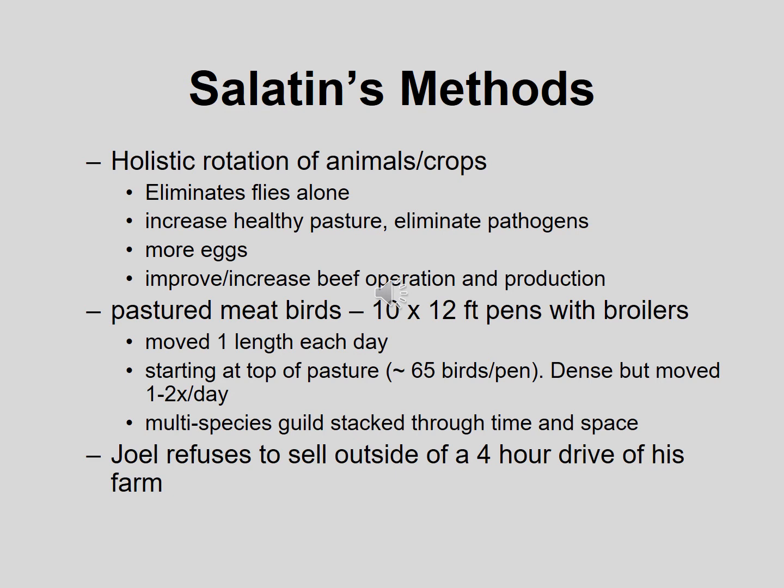It's a multi-species guild. So you're talking about some insects, but also perennial grasses and birds and the cows themselves. And Joel doesn't sell outside of a 4-hour drive of his home because he's found that is not profitable. It's not efficient. So he's trying to be efficient in every way that he can. Driving farther than that costs more money than it can make with the production he has on his site.